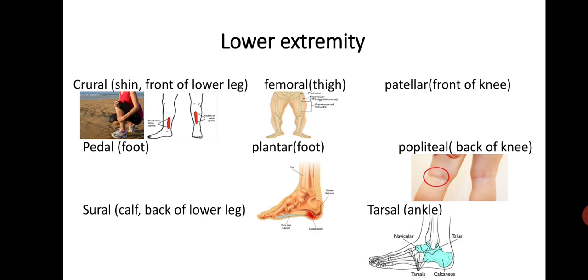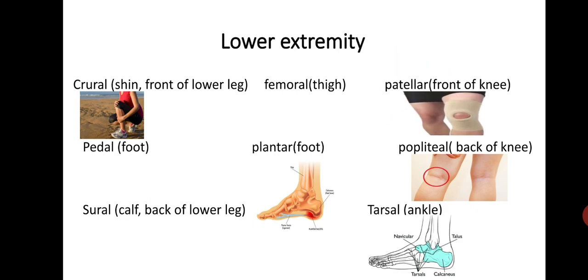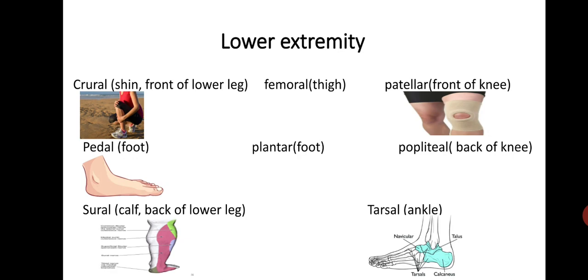Here are the lower extremities. Crural, which we call the shin, front of the lower leg. Femoral, your thigh. Patellar, the front of your knee. Pedal, which you call the whole foot. Plantar, the sole of the foot. Popliteal, the back of the knee. Sural, which you call the calf or back of the lower leg. Tarsal, which we call the ankle.